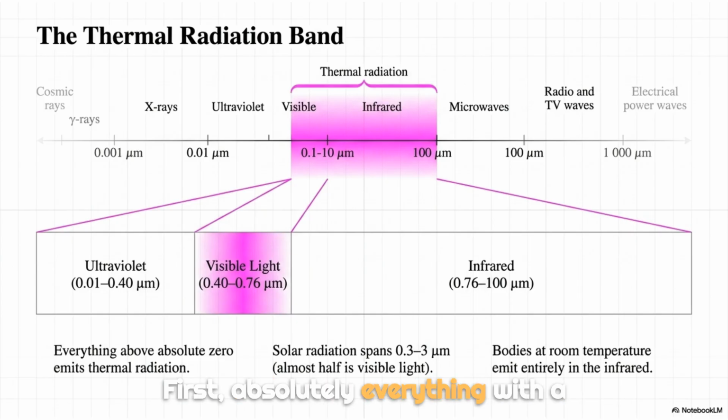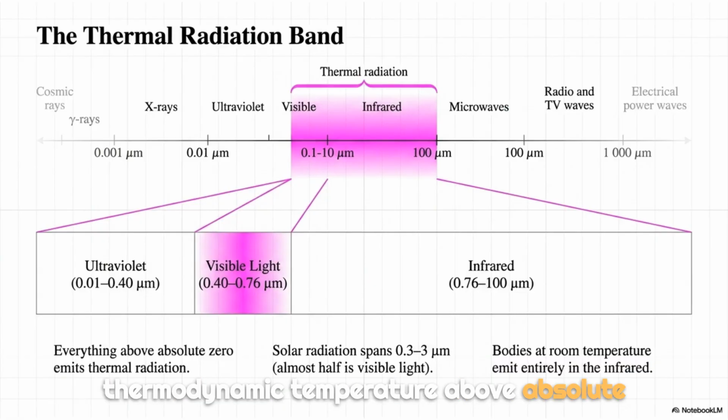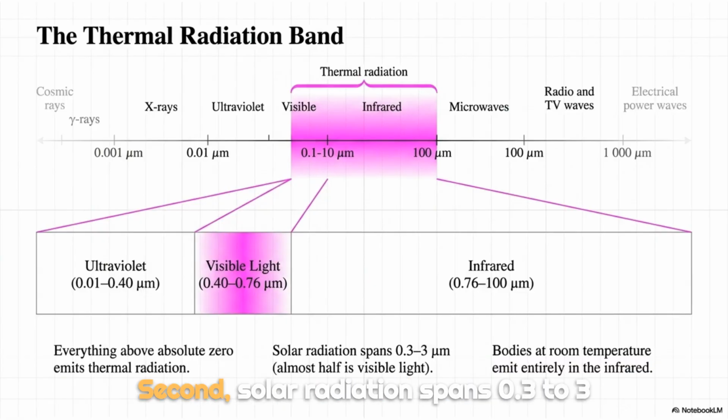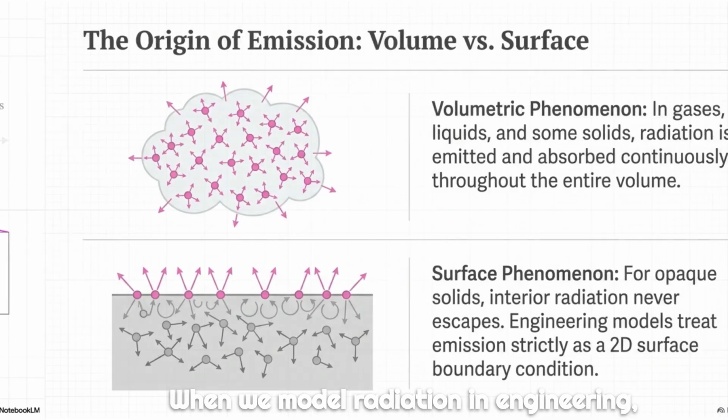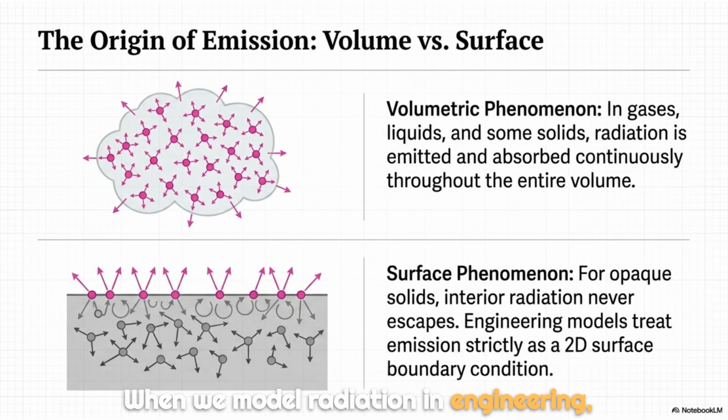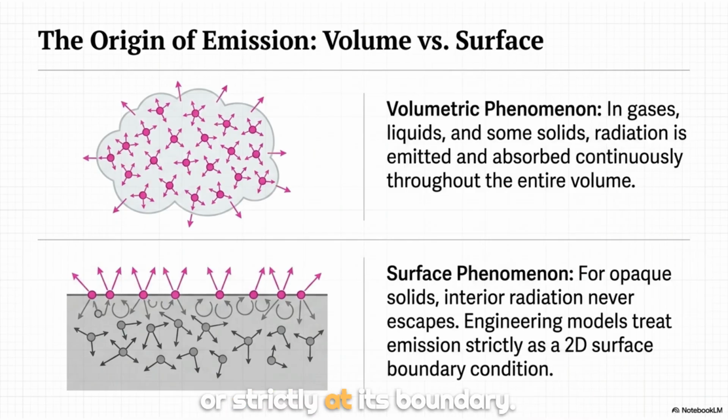First, absolutely everything with a thermodynamic temperature above absolute zero emits thermal radiation. Second, solar radiation spans 0.3 to 3 micrometers, meaning almost half of the sun's energy arrives as visible light. Third, objects at room temperature emit entirely within the invisible infrared spectrum, which explains why we need specialized thermal imaging cameras to see them. When we model radiation in engineering, we must distinguish between whether it originates from deep within a substance or strictly at its boundary.